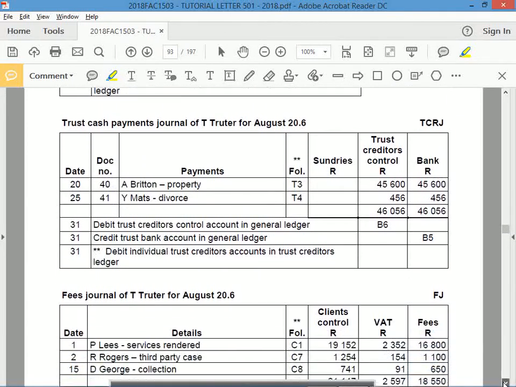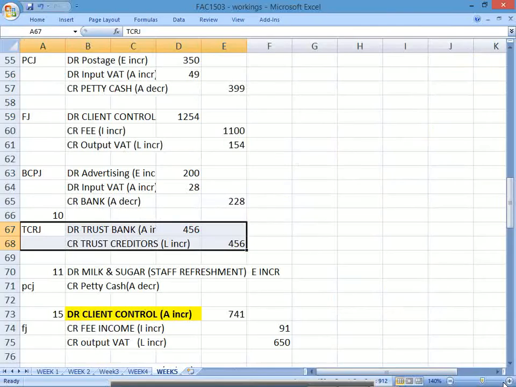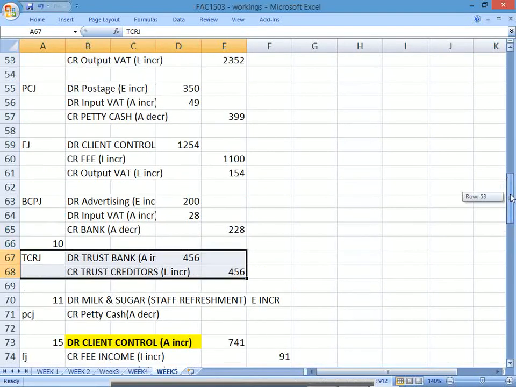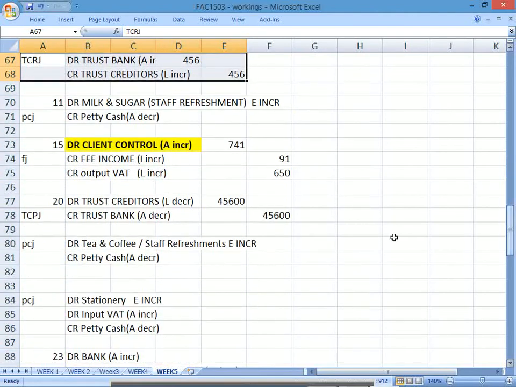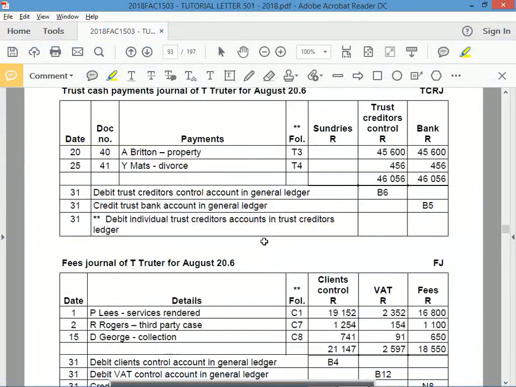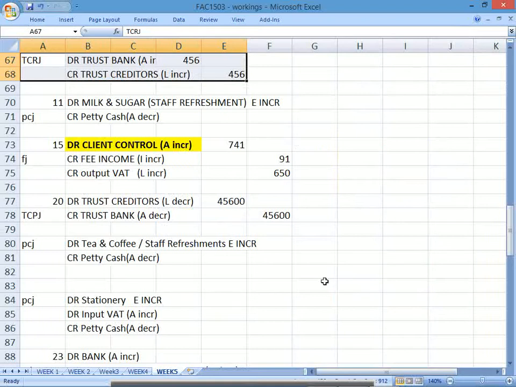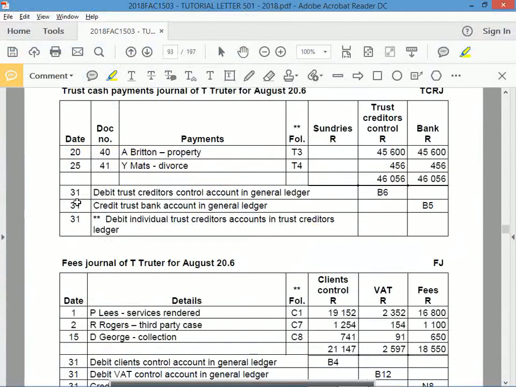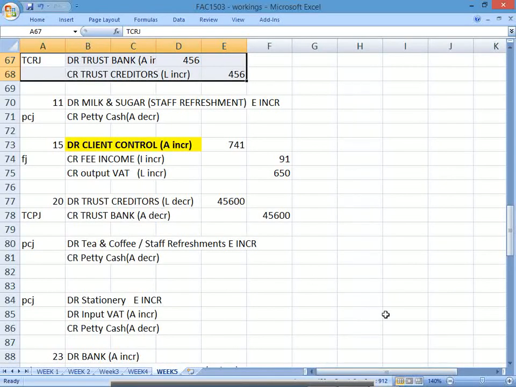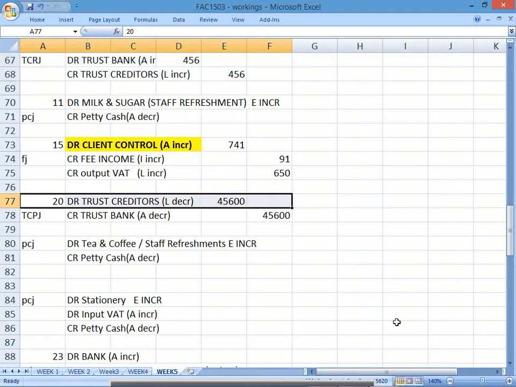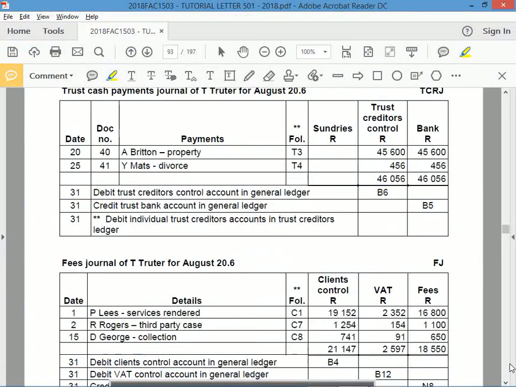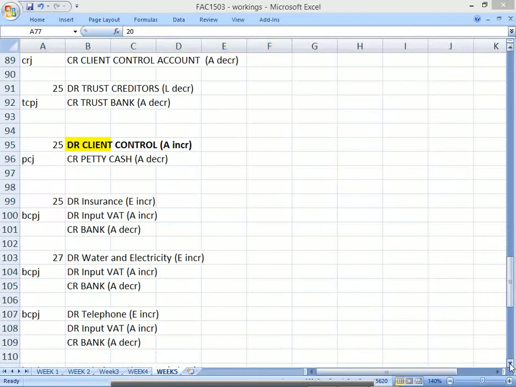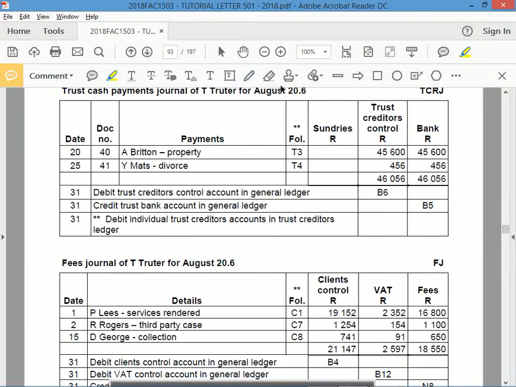Trust cash payments journal. Okay, that was the trust cash payments, so the client paying. Let's see, where did the client pay? Here, the client paid on day 20. Did they record that? Yes, they did. And trust cash payments, day 20, that's the one I just said, sorry. Day 20, that's fine. And then trust cash payments, day 25. That's there, perfect. And that was it. All right, so those two are fine, nothing wrong with that.